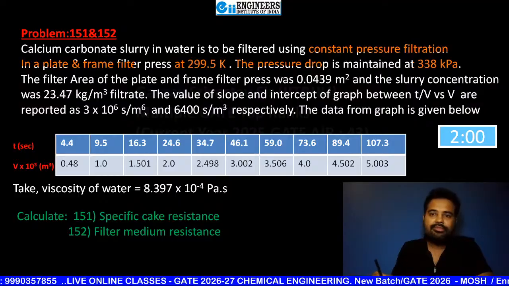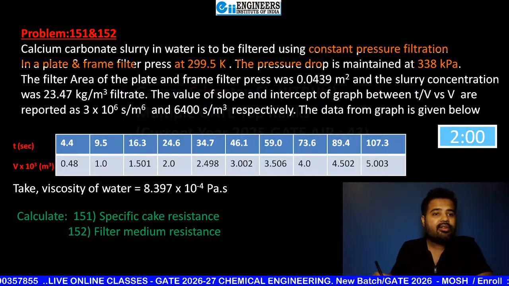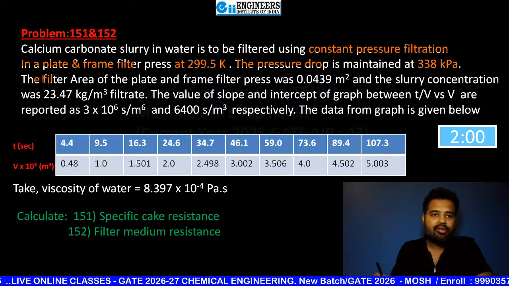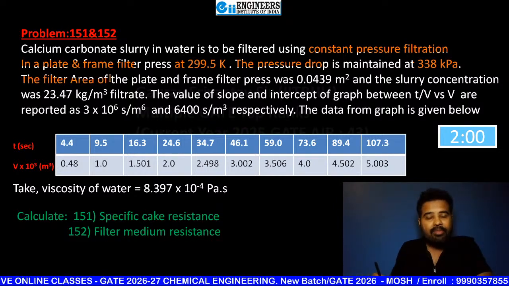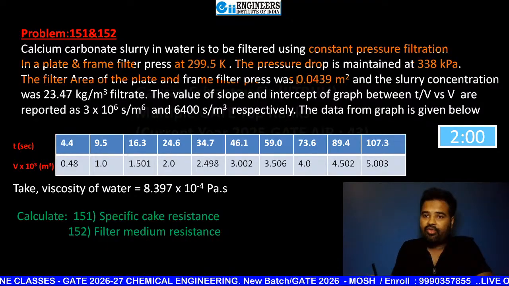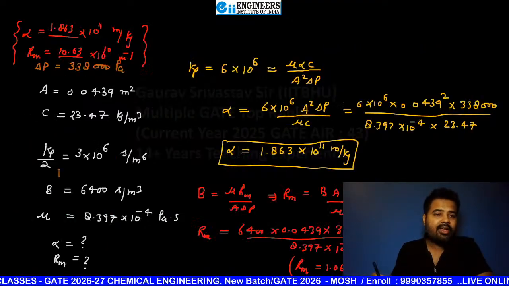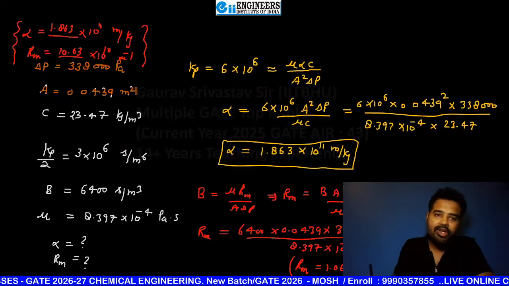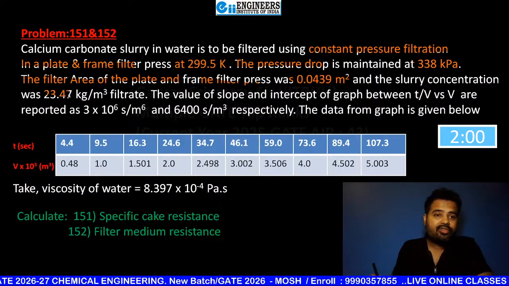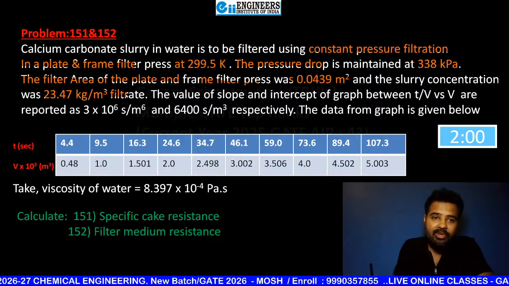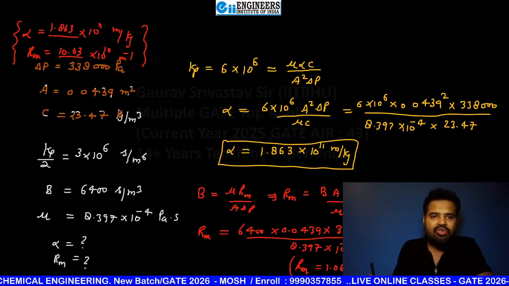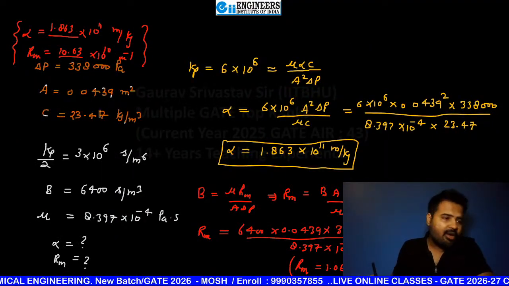Now the filter, wait, processing is going on here. Okay, done. The filter area of the plate and frame filter press is 0.0439 meter square. So the next data I extracted is area, 0.0439 meter square, and the slurry concentration was 23.47 kilogram per meter cube of filtrate. Oh my god, this is a small c. Yes, this is small c, 23.47 kilogram per meter cube.